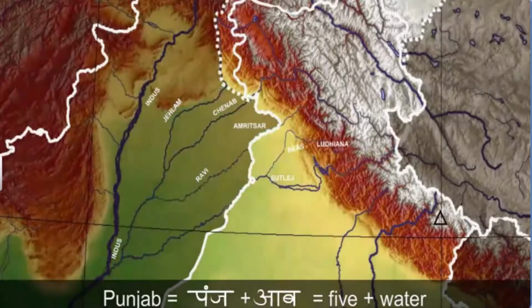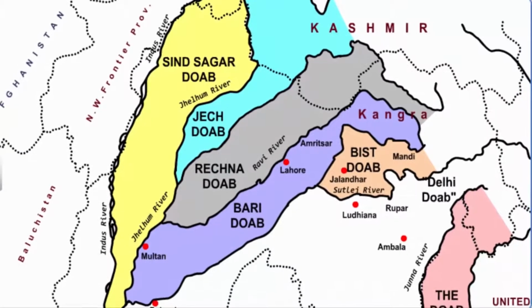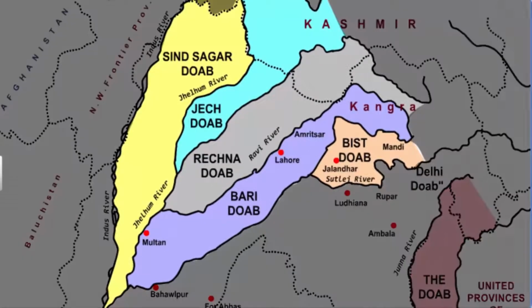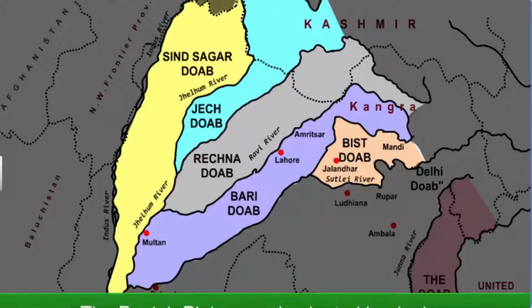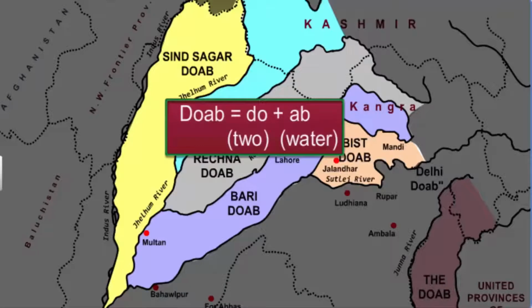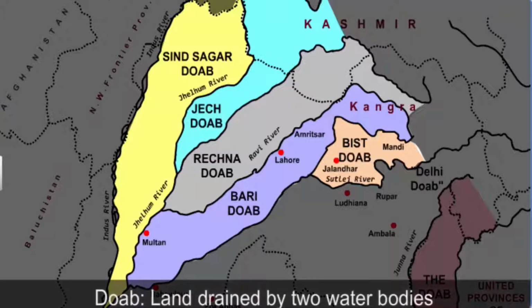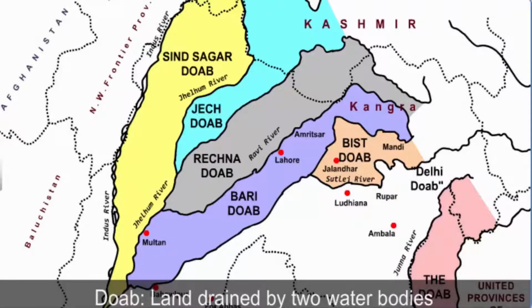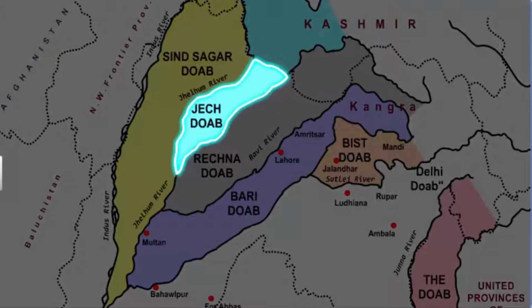In fact, this section of the northern plain is dominated by doabs. Do means two and ab means water. So, a doab is a piece of land drained by 2 water bodies. The map shows the doabs that comprise Punjab. For example, one doab lies between the Jhelum and the Chenab river.